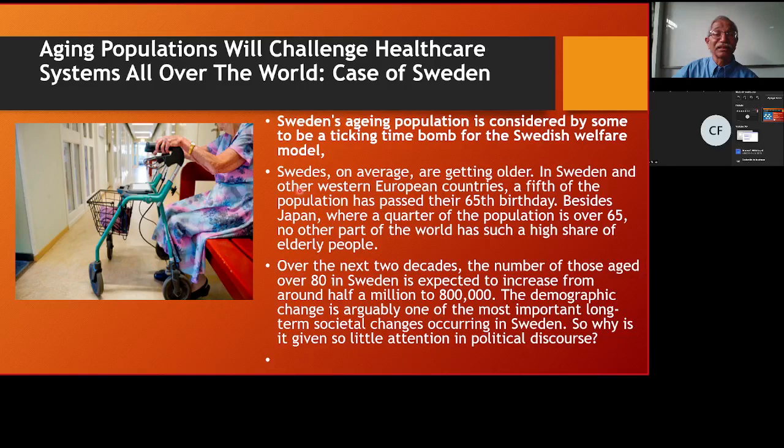In Sweden and other Eastern and Western European countries, a fifth of the population has passed their 65th birthday. Already 20% are more than 65 years old. And in the next two decades, the number of people aged 80 in Sweden is expected to increase from around 500,000 to 800,000. Demographic change is arguably one of the most important long-term societal changes occurring in Sweden.